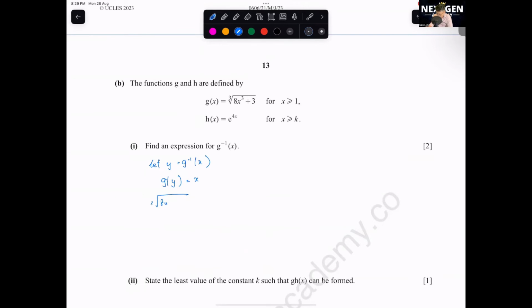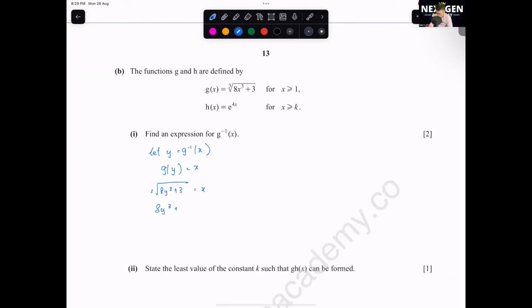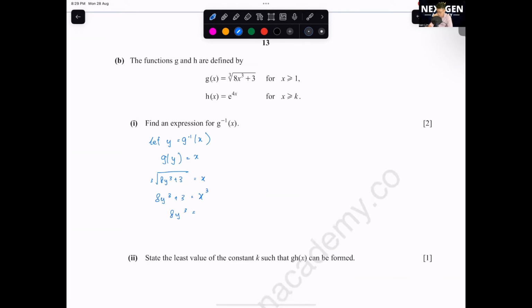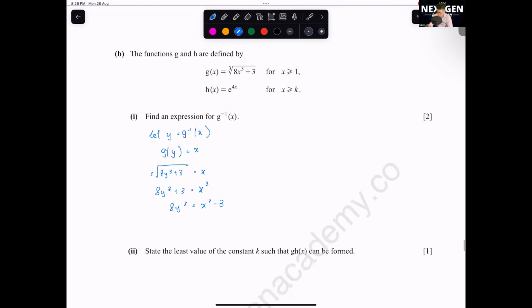Cube root of 8y cubed plus 3 is equal to x. 8y cubed plus 3 is equal to x cubed. 8y cubed equals x cubed minus 3. y cubed equals x cubed minus 3 over 8. Then you cube root it: cube root of x cubed minus 3 over 8. Don't forget to write down the last one. g inverse x is cube root of x cubed minus 3 over 8.